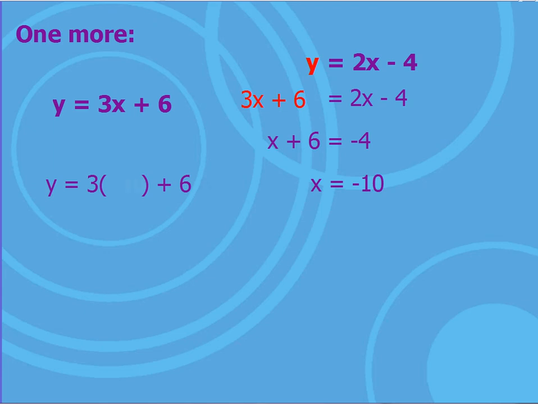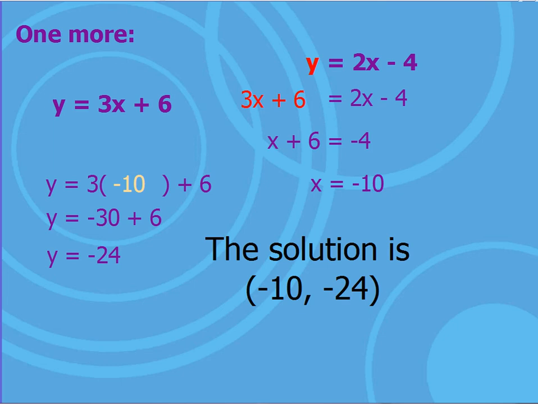Replacing x with negative 10 and using order of operations, we get y is equal to negative 24. So our solution, don't forget to write your solution as a point, is the point negative 10, negative 24, always putting the x coordinate first and the y coordinate second.